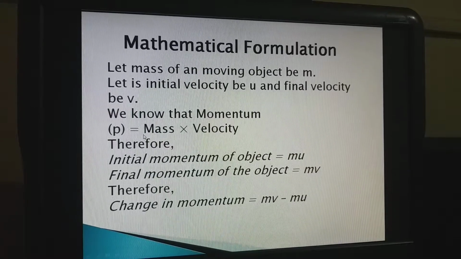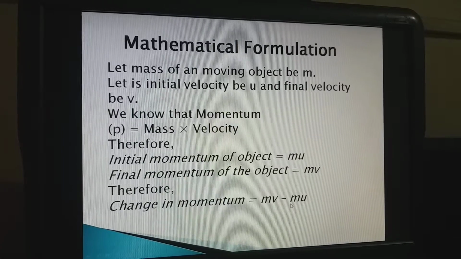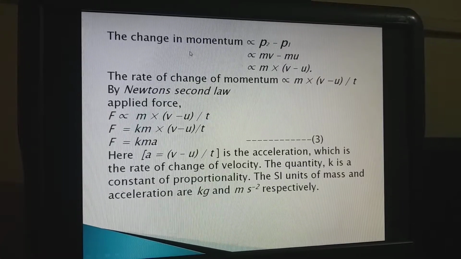So what will be its momentum? That is mass into its velocity. Initial momentum of the object will be mass into initial velocity, mass m, initial velocity u, that is mu. mv will be its final momentum, and change in momentum will be its difference naturally. Final momentum minus initial momentum. The difference will give you the change in momentum.